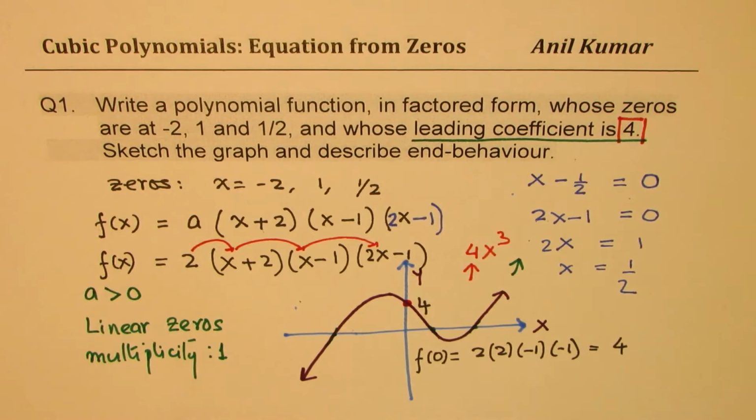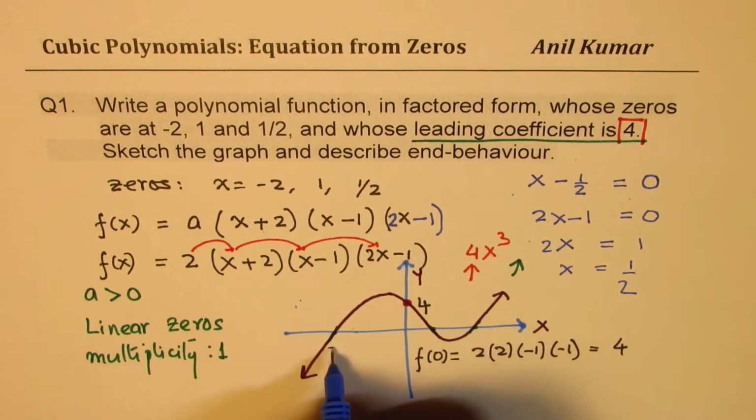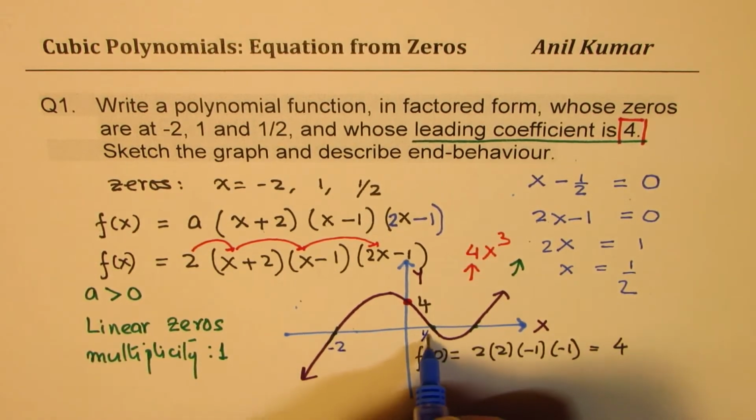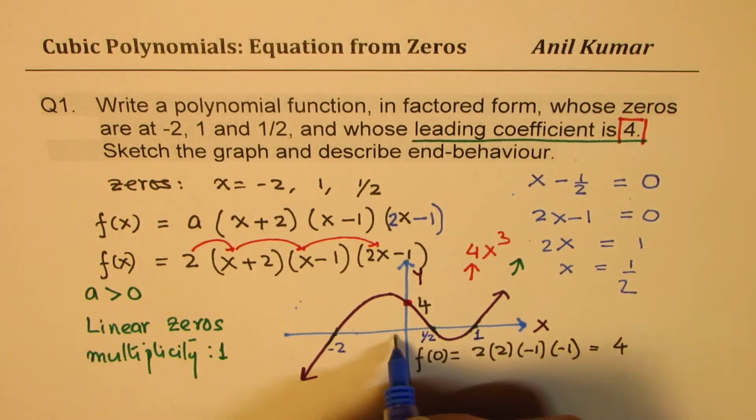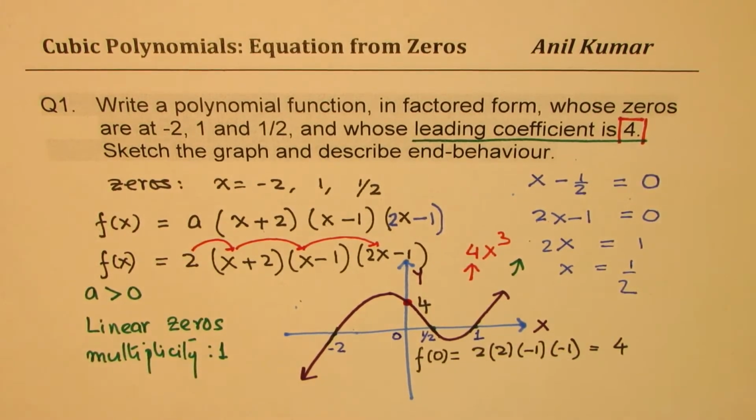This graph is approximate but fair enough from a test point of view. You need to write down exactly what these x-intercepts are. These are at -2, 1/2, and 1, right? That's the origin. So that is how you're going to do such a question. So I hope it is absolutely clear.